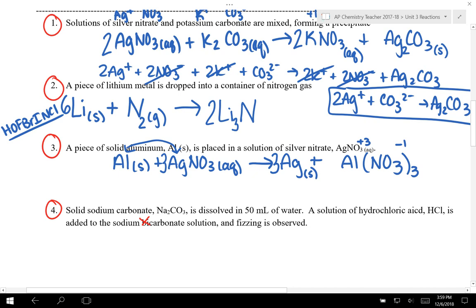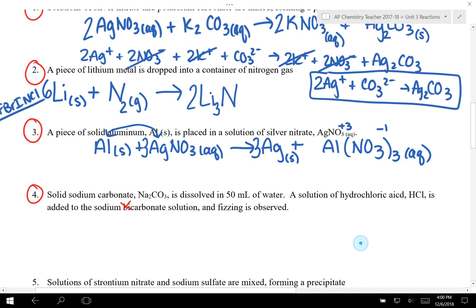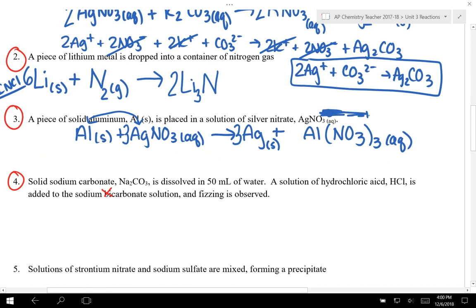I got to figure out my states of matter. This is a nitrate compound, and I know there's water around because it says aqueous right over here. Nitrate compounds are soluble, so that tells me this is going to be an aqueous compound. And then this is the important step. Let me erase this real quick.